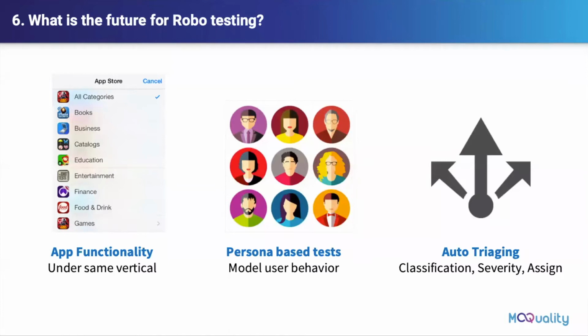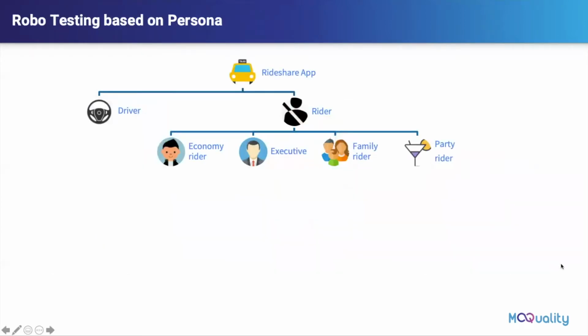So Shavik, the most interesting thing, as our audience also pointed out, is persona-based tests. Can you talk more about how it works? Yeah, let's take an example of a ride-sharing app. We all have used Lyft and Uber, but essentially these apps have two modes, a driver mode and a rider mode. Inside the rider mode, you could have different personas of riders. For example, an economy rider that could be a student, an executive rider taking rides for business, a family rider, for example a soccer mom taking kids to practice, and a party rider, right?